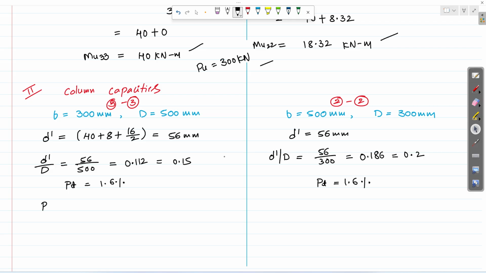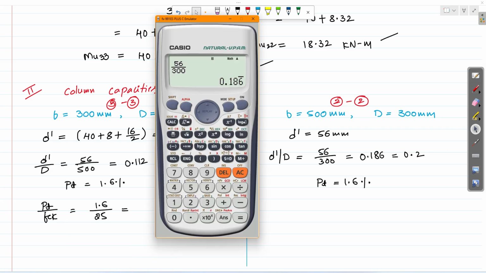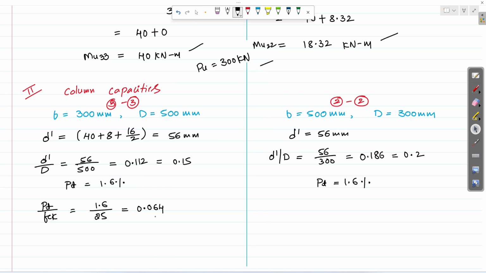So next calculate PT by FCK value. So your PT is 1.6, your grade of concrete is 25. So 1.6 divided by 25, which will be 0.064, so which will be 0.06. So here also PT by FCK will remain same, 0.06.